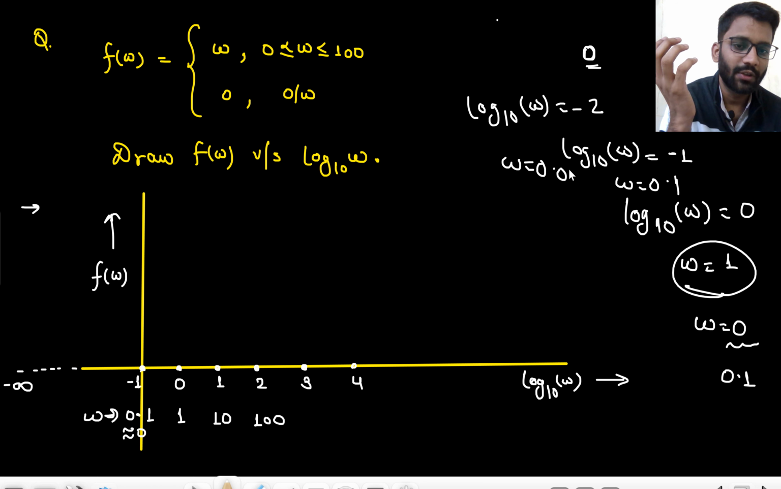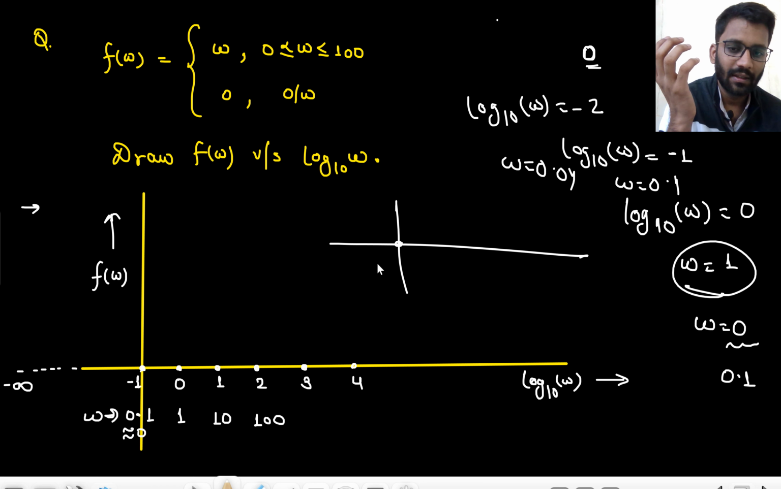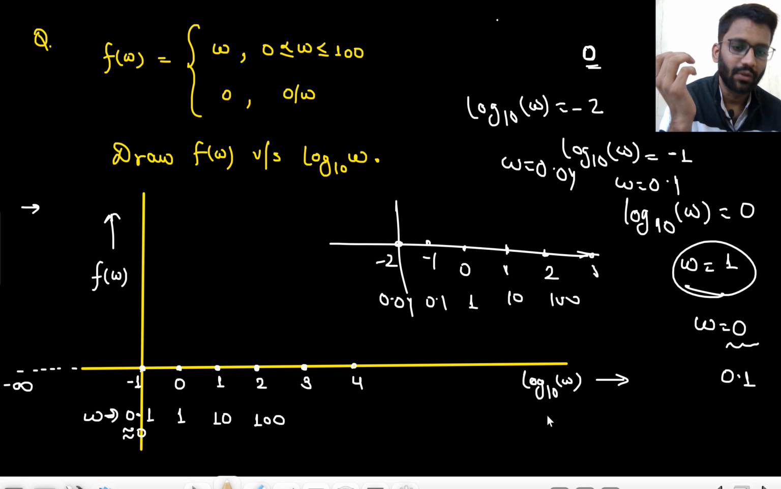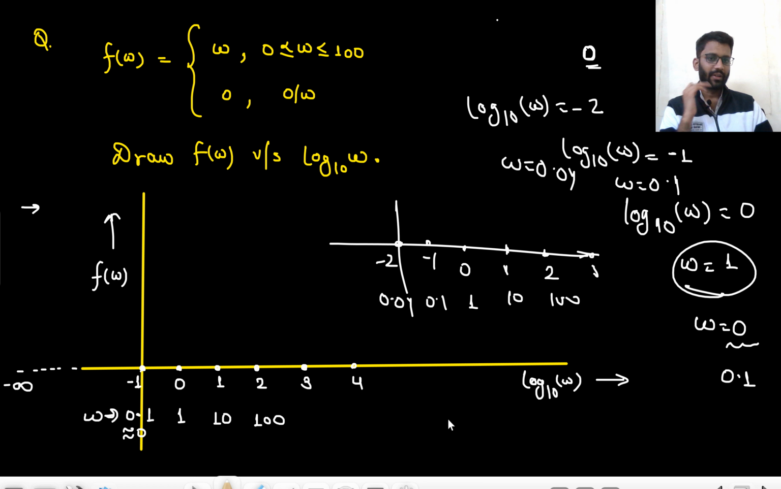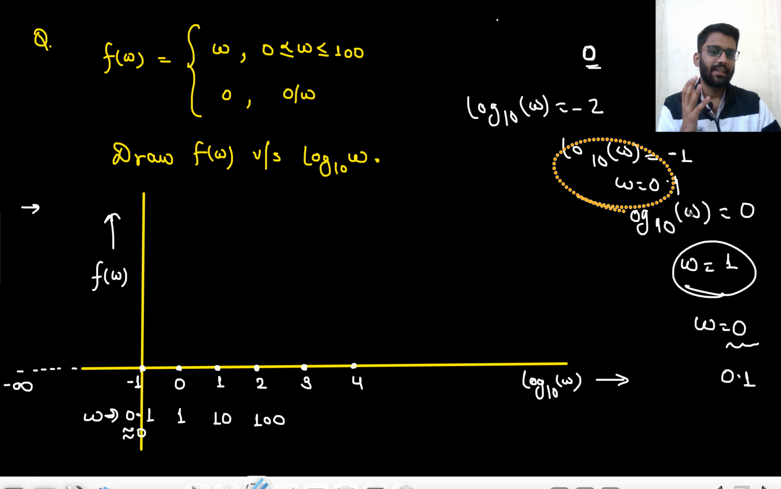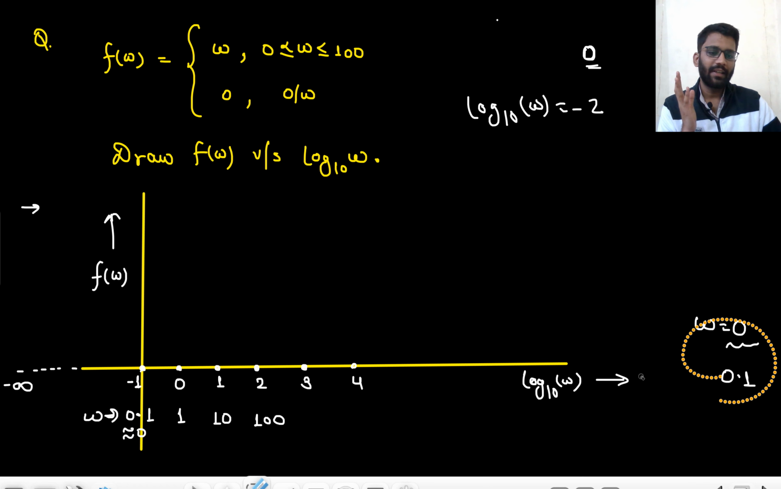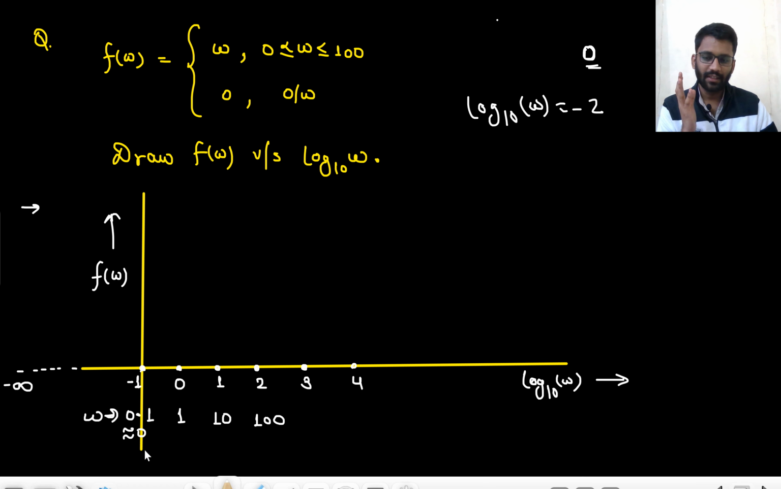You would get 0.01. Then your axis would be something like this: minus 2, minus 1, 0, 1, 2, 3. This would show you 10 to the power minus 2, that means 0.01. This would show you 0.1, this would show you 1, this would show you 10, this would show you 100. Got my point? So that's why I took a general case. Generally, they start from 0.1, omega equals to 0.1 or log of tan omega equals to minus 1.